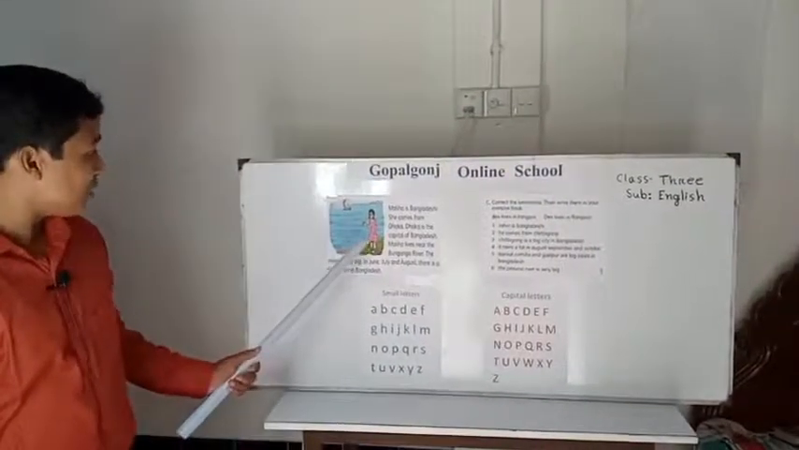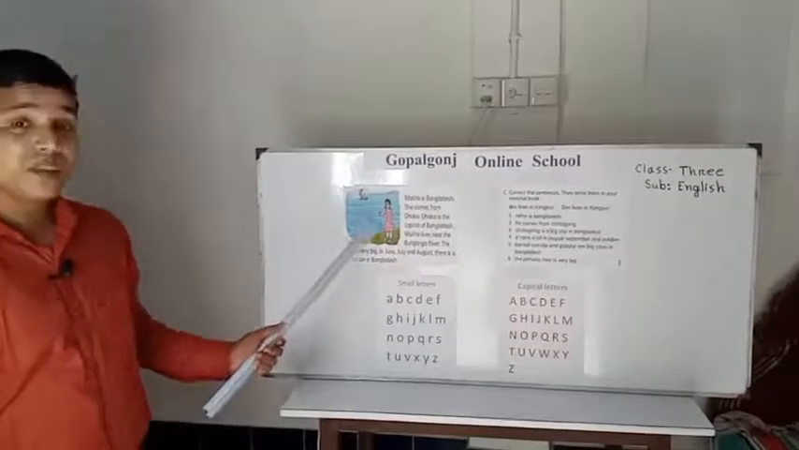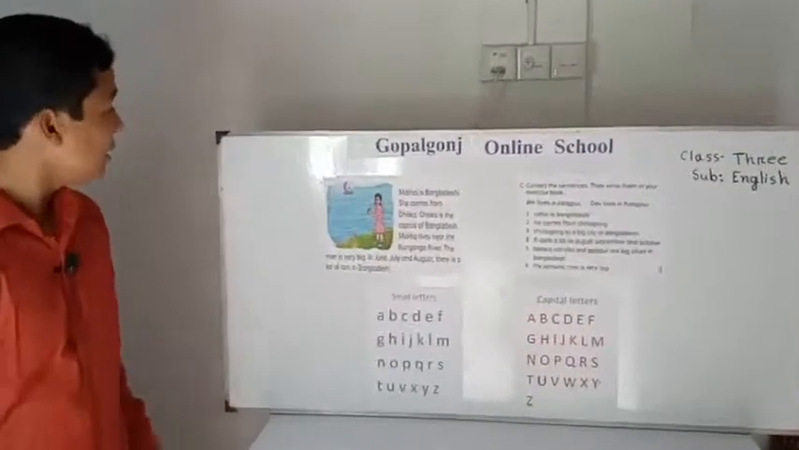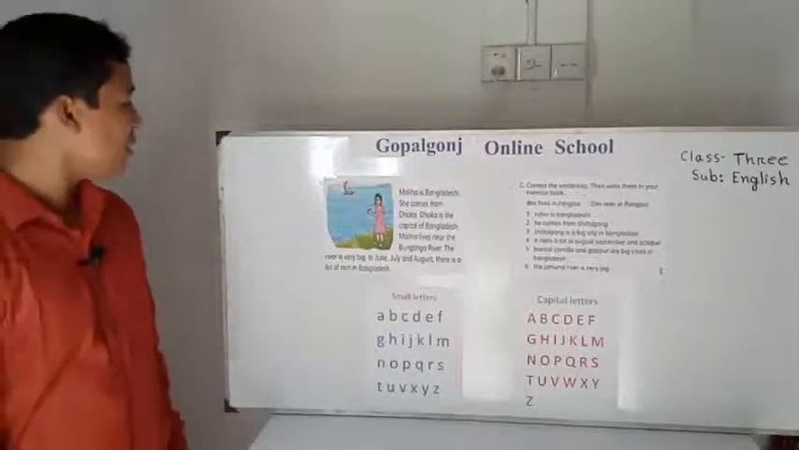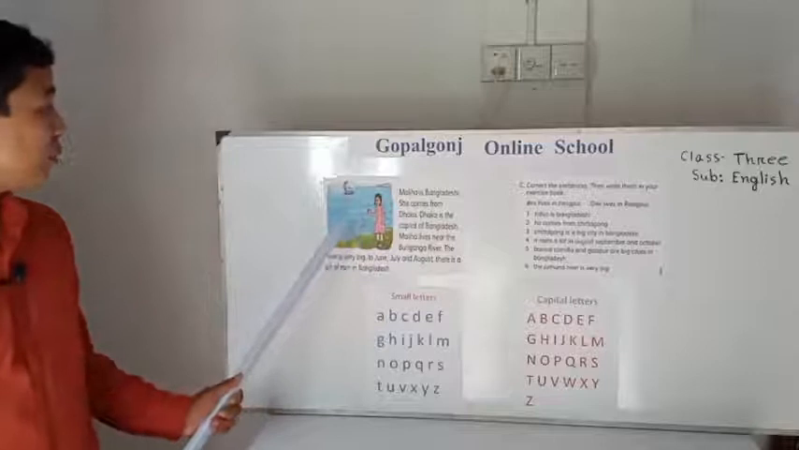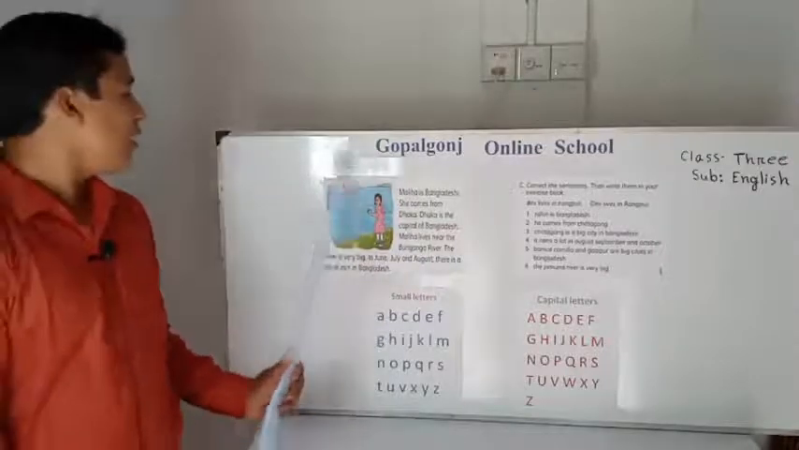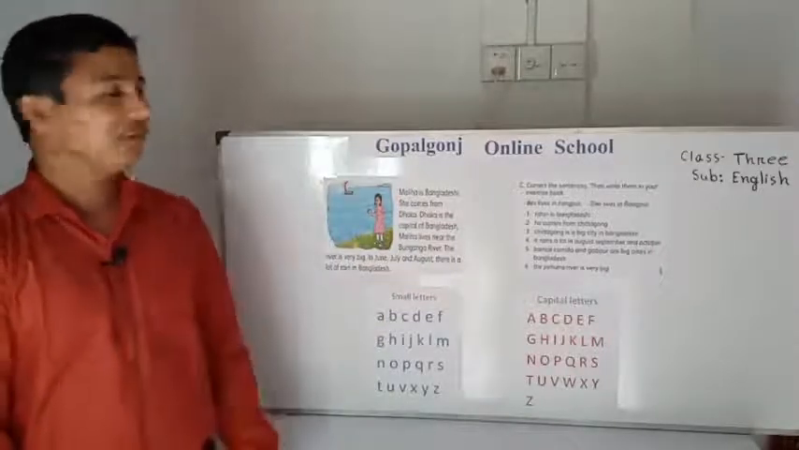At first, look at the picture. There is a beautiful picture of Maliha, and this is the view of a riverside. Here Maliha is standing on the bank of the river, and there is blue water of the river, and there is also a sailboat floating on the river.